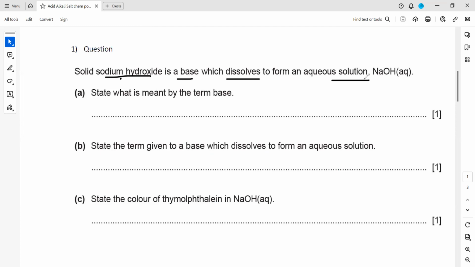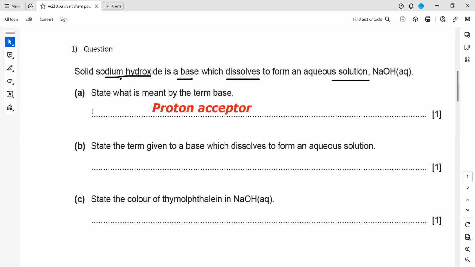What is meant by the term base? The standard definition of a base. As we know, the standard definition of acids is proton donor. So what is the standard definition of a base? A base is a proton acceptor. So a substance which accepts protons, we call that a base, and a substance which donates protons, we call that an acid.